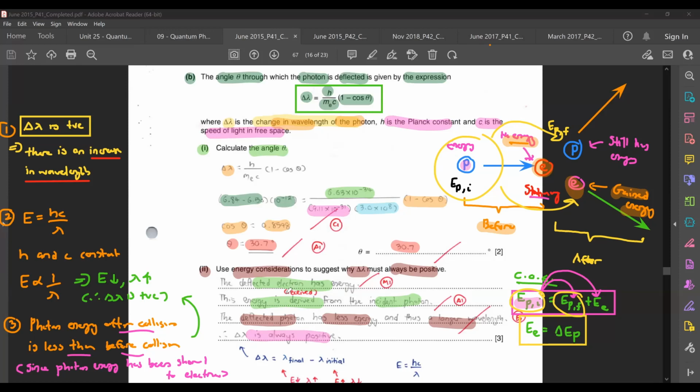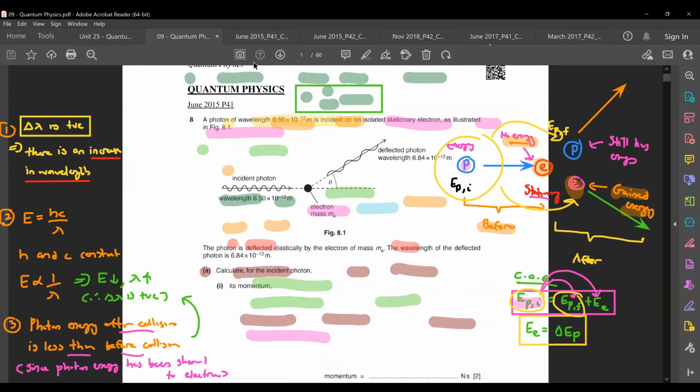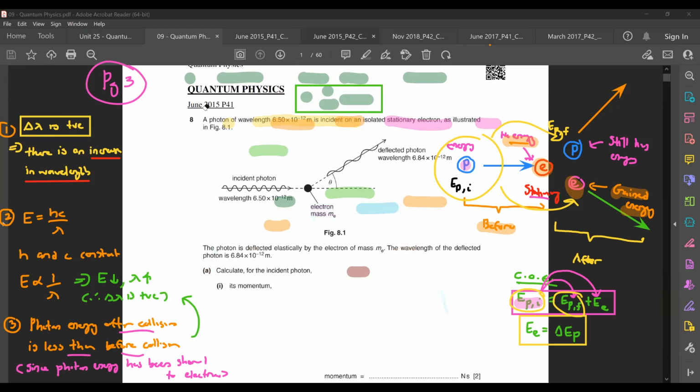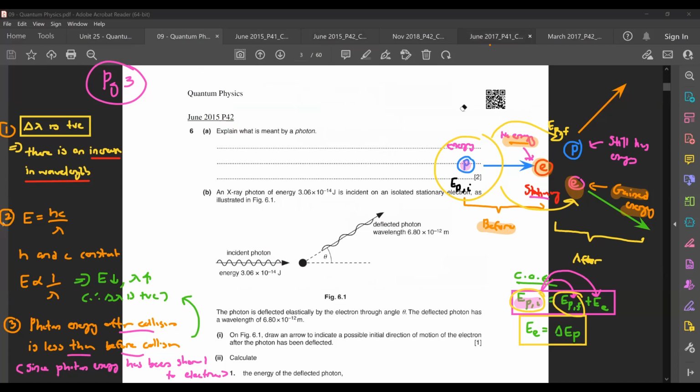Then you look at the next question. This one is under page 3. Then after that, we can move on to line spectra. So the next question that we will look at is on page 3. It's actually similar to the one on page 1. I can reuse some of the points that I have written here. So this is June 15 P42.